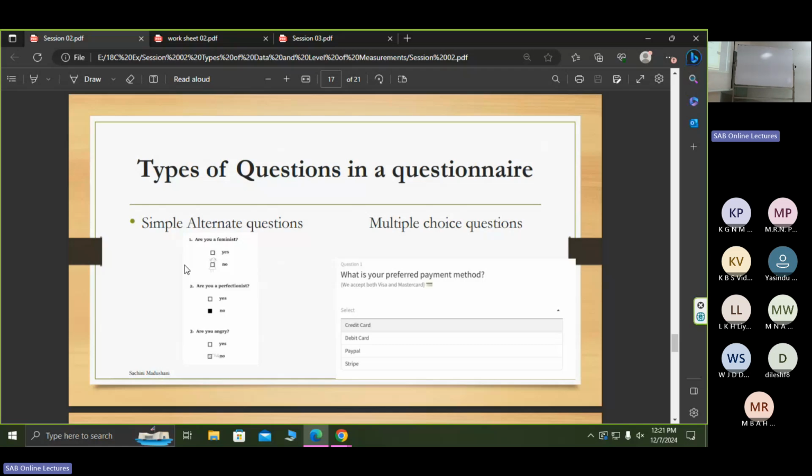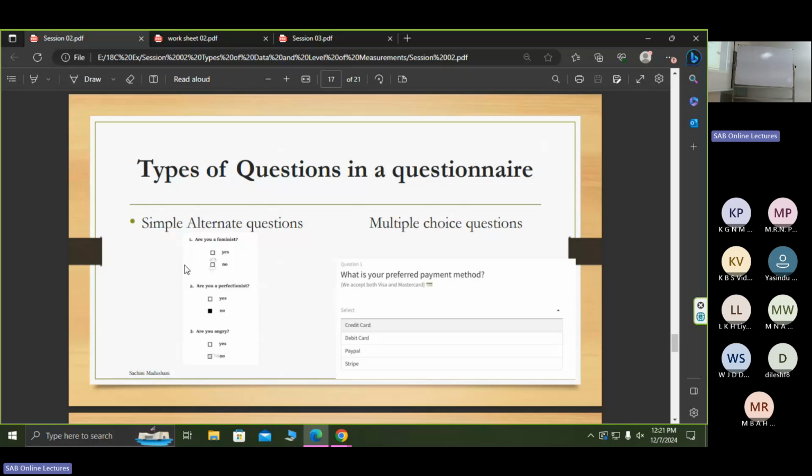Understood? It's clear? The next one is the multiple choice question. Normally you already know MCQ. It contains more than two choices. Multiple choice question means more than two choices are there. With two choices, it is a simple alternative. When more than two options are there, we call it a multiple choice question.